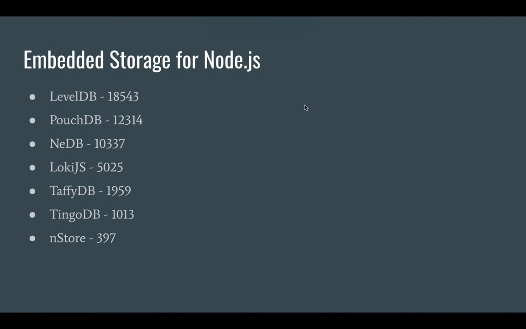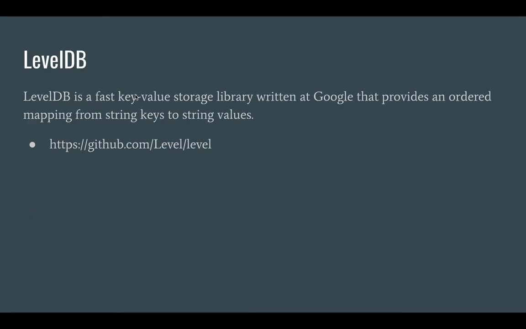Mongo and its relatives are not the only choices for embedded databases and storage for your Node projects. If all you need is a simple embeddable database, there are several choices. The number you see beside each one is the number of GitHub stars that particular project has. That is obviously not an ultimate measure of worth, but it does measure somewhat the interest in a particular project. So LevelDB is actually from Google.